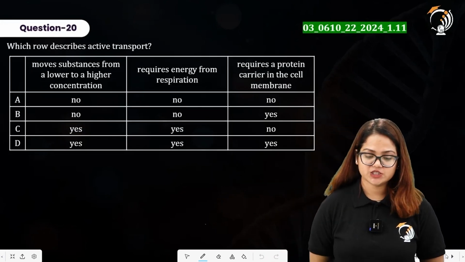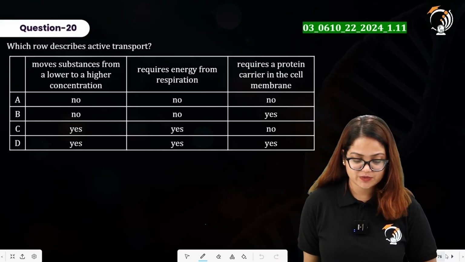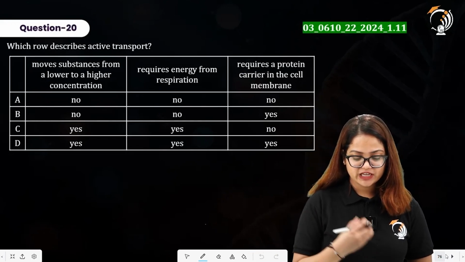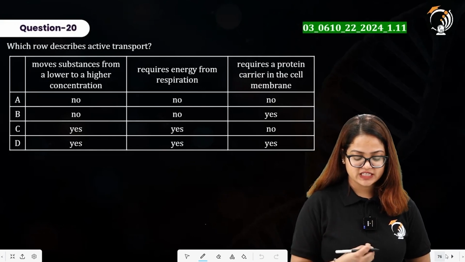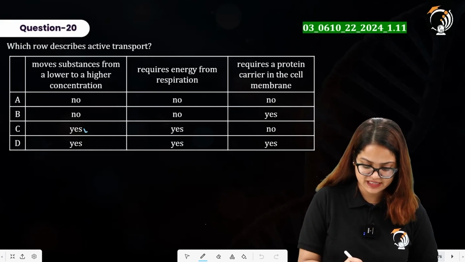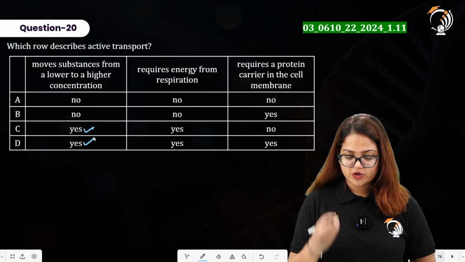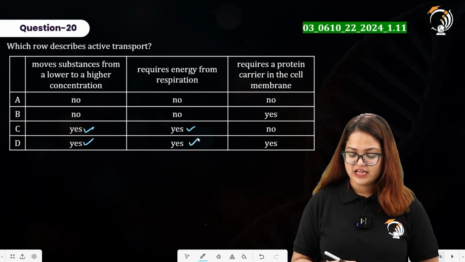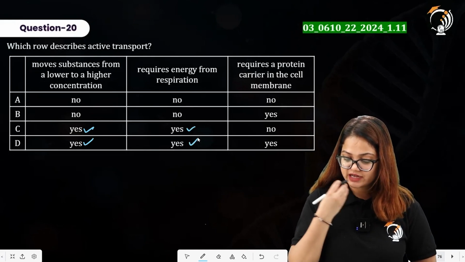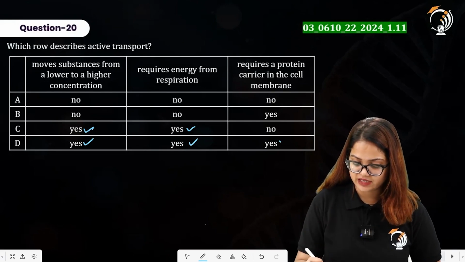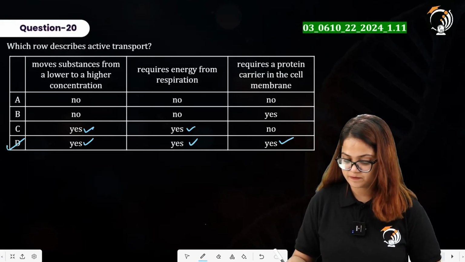Question number 20 here says which row describes active transport? So, active transport involves movement of substances from low to high concentration, yes. Active transport requires energy from respiration, yes. Does active transport require protein carriers in the cell membrane? Yes. Option D here is the right answer.